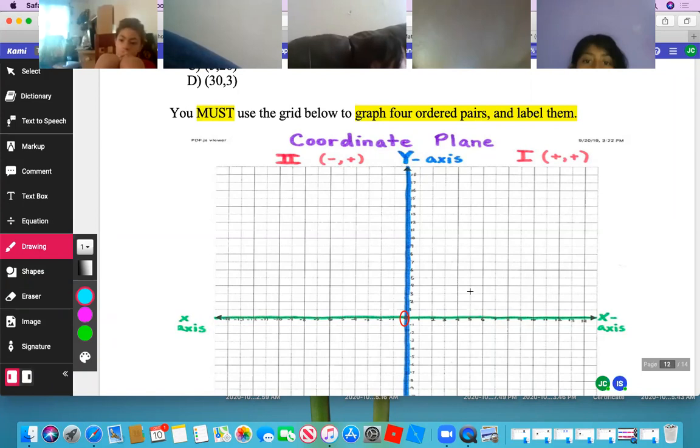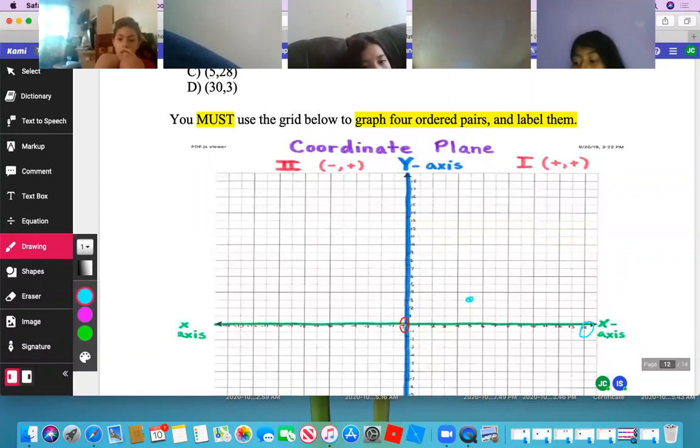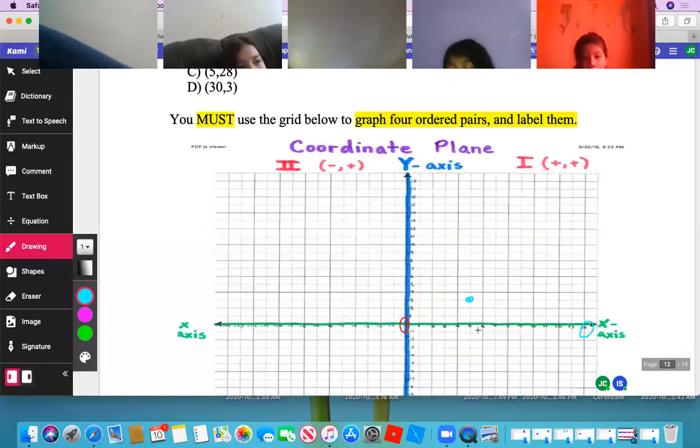So Marley, I'm going to go graph here. Where I circled the blue, that's 3. So we're going to go graph 5. We're going to go at the origin. We're going to move what? Marley, this is still you. We start at the origin, and what do we do? We want to go to 5. Is it to the right or to the left? To the right. Good. And now we want to go to 13. Do we move up or down?